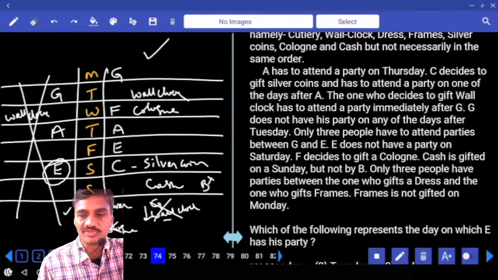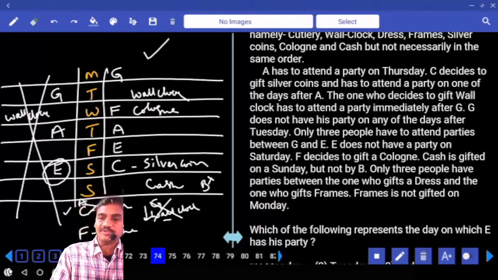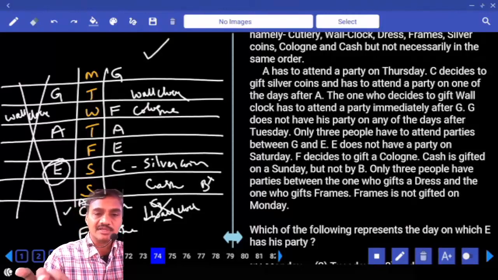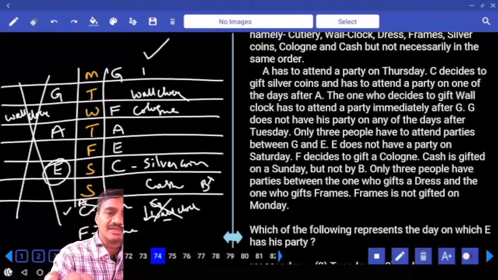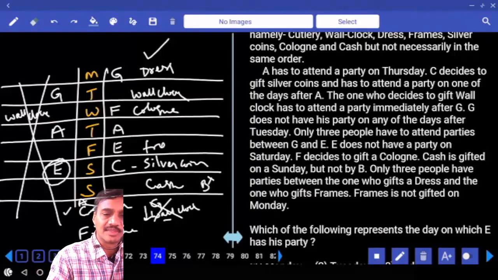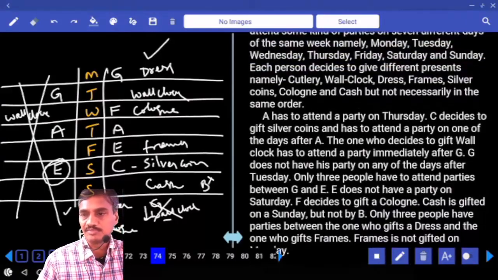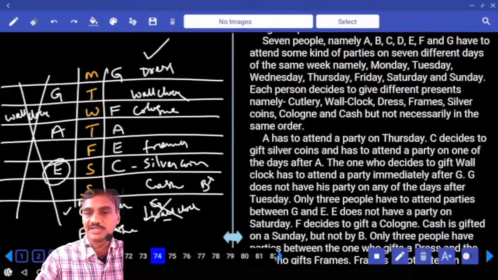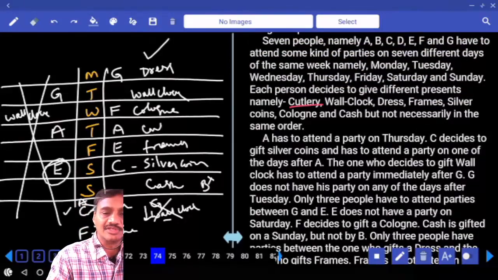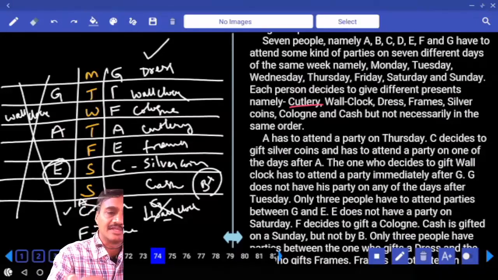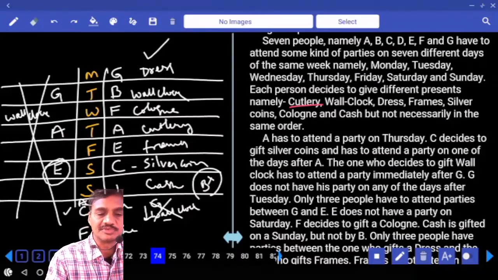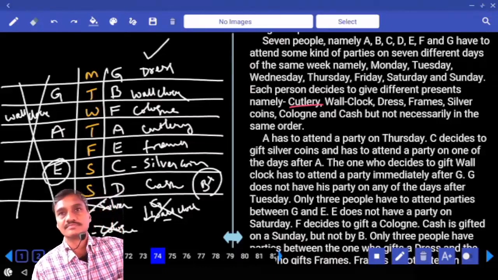Now we were left with the last information. Three people between dress and frames. And frames is not gifted on Monday. And so dress must be gifted on Monday. 1, 2, 3, frames is here. Now if frames is here, what is the only thing left over here? One gift remains. Yes, what is the gift? Cutlery. Now cutlery is left over. And persons. Now B cannot be on Sunday. Hence B is here. Who is the person left? D is the person left.